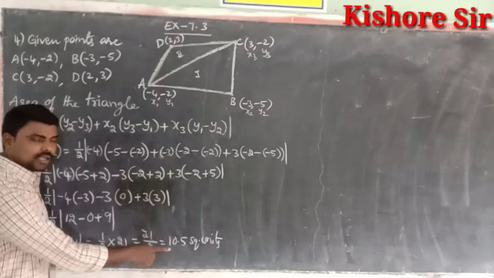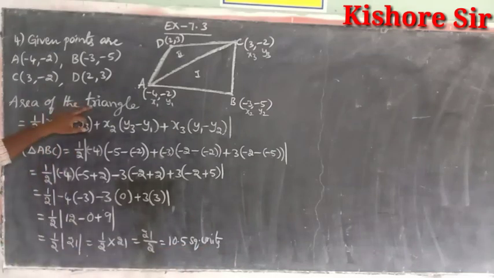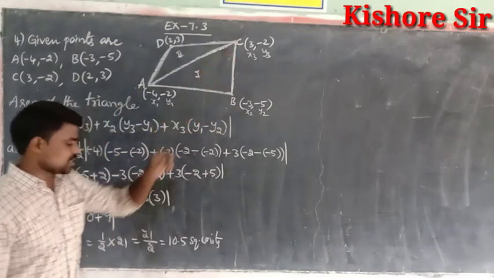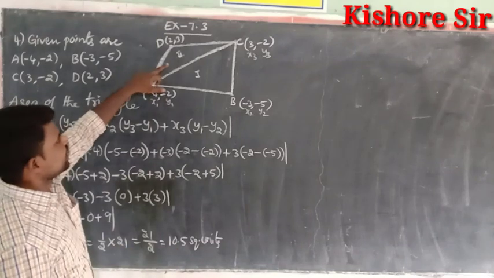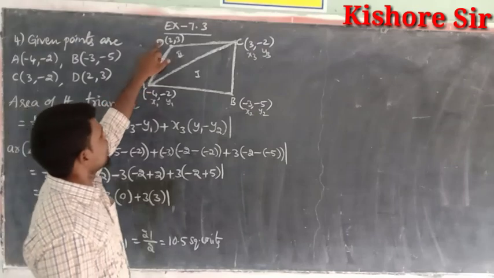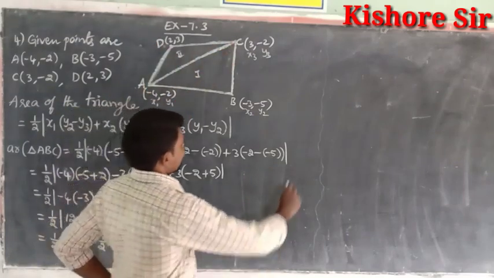21 by 2 is 10.5 square units. So the area of the triangle ABC is equal to 10.5. Now we have to find the area of the second triangle, that is, triangle ACD.